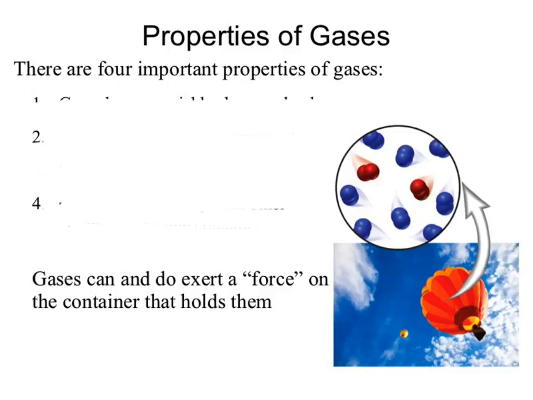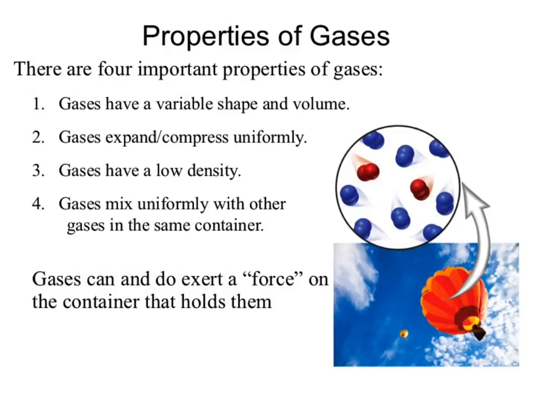When they get compressed, are they compressed uniformly or do they just wobble all over the place? They compress very uniformly. If you compress a gas, it'll go back to a solid state. Kind of like that, yes. So variable shape, volume, they expand and compress uniformly, very low densities, and they mix uniformly. These are all standard properties of gases.